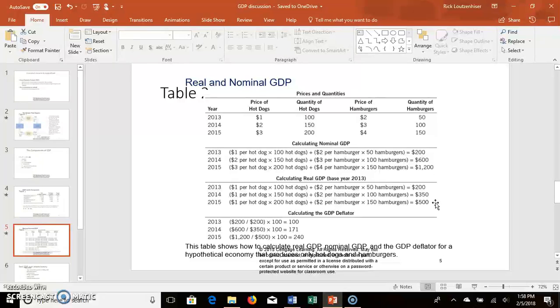All right, so down here, it shows how to calculate the GDP deflator. In 2013, it's 200 over 200 times 100 equals 100. 2014, for example, is the 600 we got up here, divided by the 350 we get down here, times 100 is 171. All right, so if we wanted to use the deflator to see what my real GDP is in 2014, I could take that amount, the 600, divided by the 171, and I would get 350. That's how that works.